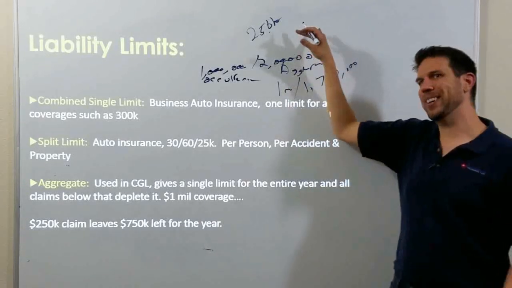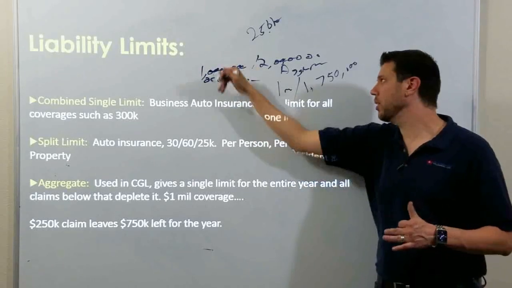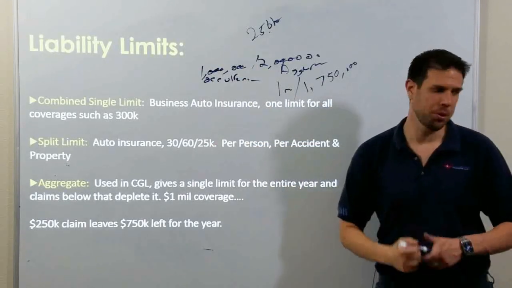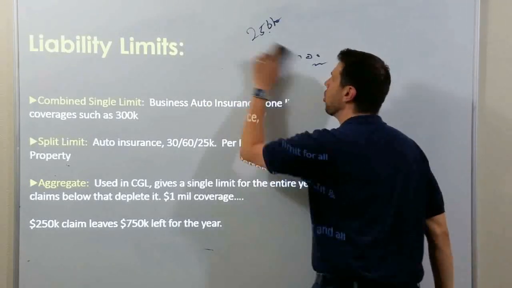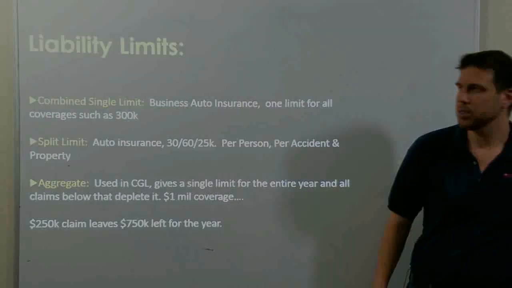Aggregate is kind of like having a storage bank. This is the max per one claim per occurrence. Aggregate's kind of like an extra limit that you can tap into. It depletes throughout the year. You'll learn more about that in the liability section of the learning course.